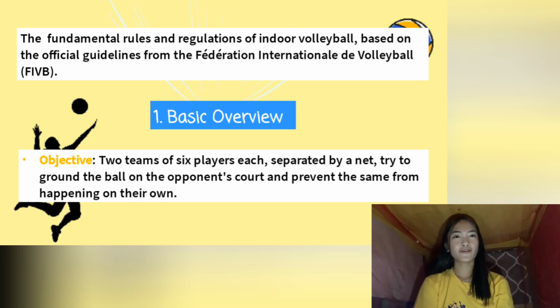Here's the basic overview about the rules and regulations in volleyball. First is the objective. 2 teams of 6 players each, separated by a net, try to ground the ball on the opponent's court and prevent the same from happening on their own.